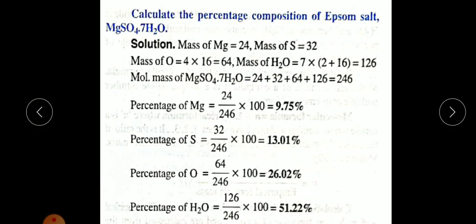Now percentage of water. For 1 molecule of water, the molecular weight is 18. So 18 into 7 will come as 126, by 246, into 100, which will come as 51.22%. Now when you add all these percentages, it will come as 100%. So this is how we can calculate the percentage composition of Epsom salt.